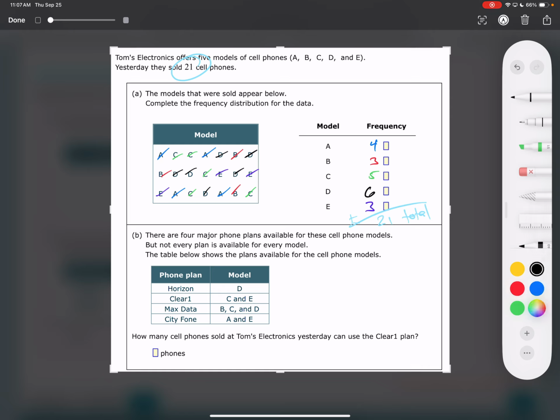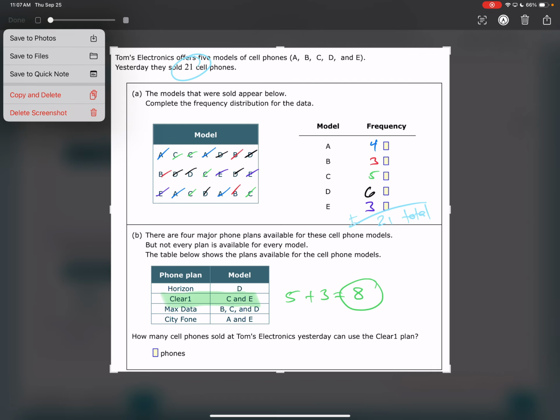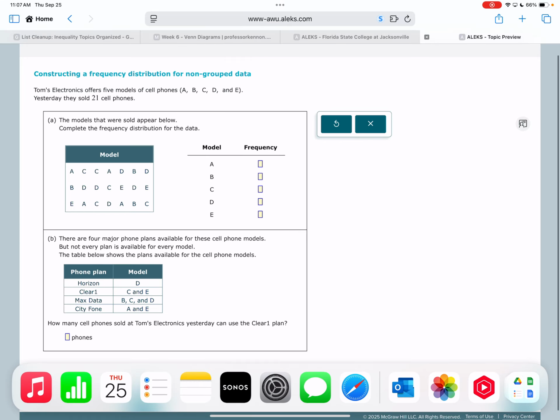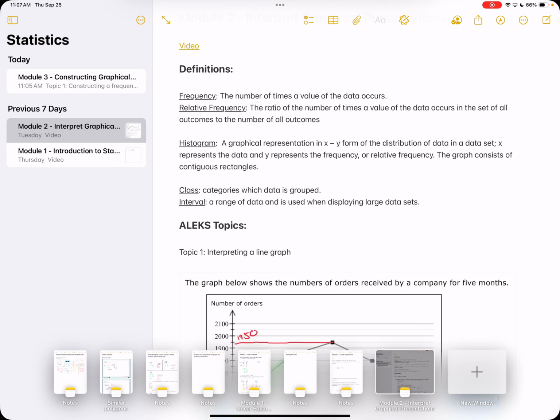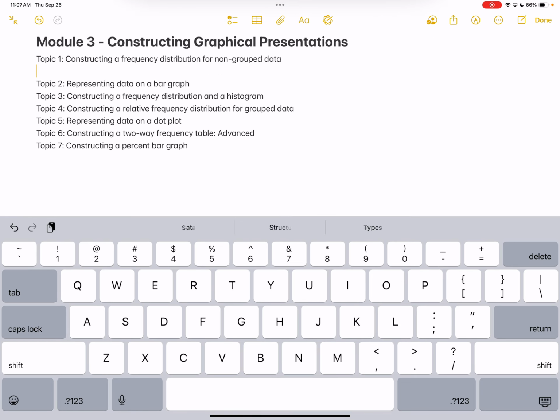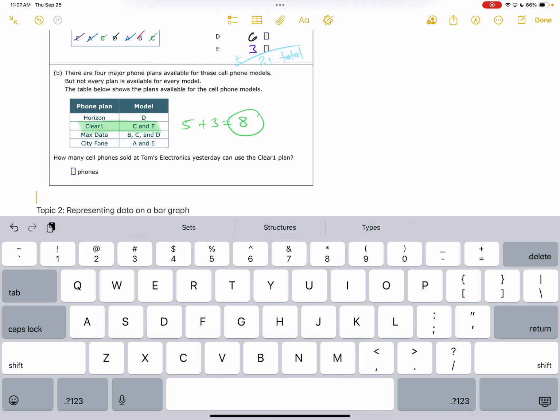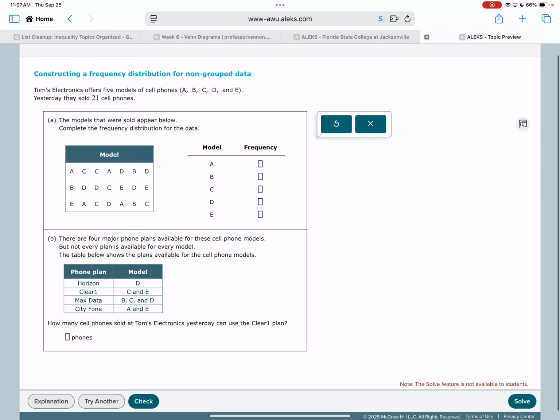And then part B says how many cell phones sold at Tom's Electronic yesterday can use the Clear 1 plan. Clear 1 is C and E. So that would be, C is 5 and E is 6, so it should be 8. Okay. So maybe you'll have a problem about reading the graph afterwards, but most of today is talking about just constructing it, representing a bar graph.